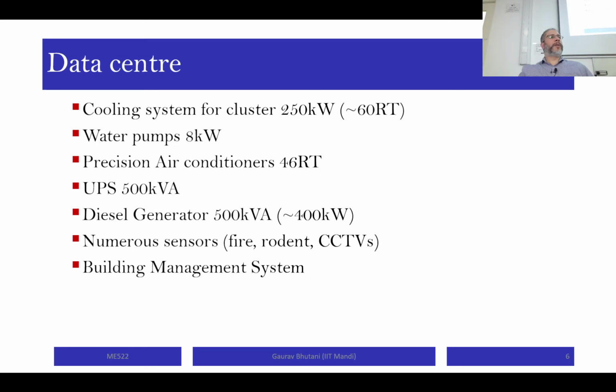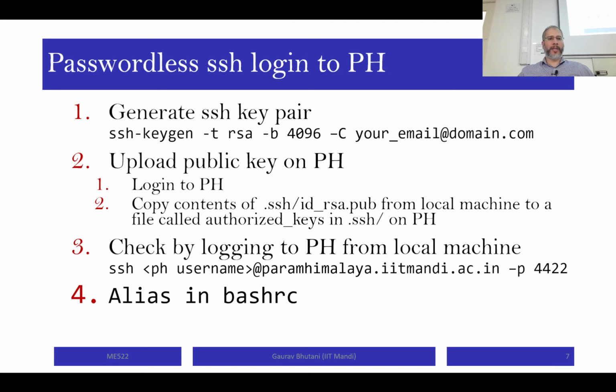That generator again is 400 kilowatts, and there are numerous sensors like fire sensor, rodent protection, CCTVs, and there's also a building management system. So there's a room which has big televisions with some lights and all like you see in movies. The lights keep blinking if there's an error somewhere, so there are lots of sensors involved. So it's highly automated, that facility that we have. Okay. So it's a state of the art facility that we have, and there are very few supercomputers in the country. So we are lucky to have a supercomputer at IIT Mandi.